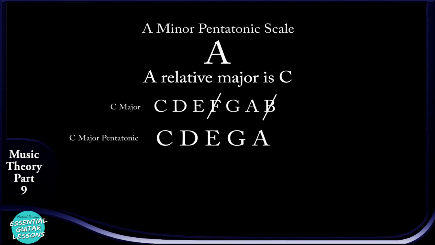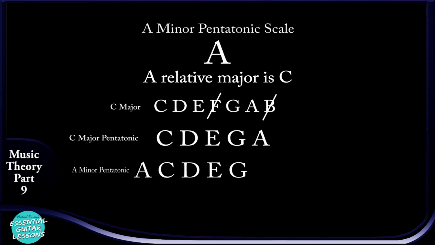And then just start from the last note. So we start from A and use the same notes of the C major pentatonic scale. So we just start from A, we have A, C, D, E and G. And now we know the notes to the A minor pentatonic scale. So you start with the major pentatonic scale and then take the last note and use the same notes to get the minor pentatonic scale.